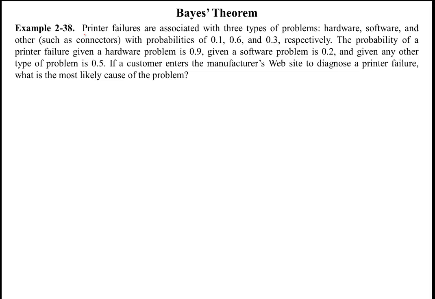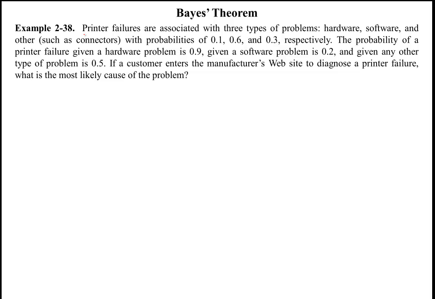Hi, we are in section 2.7, Bayes Theorem. So let's look at one of the Bayes Theorem examples. This is about printer failures. And I'm going to be very careful about labeling my events. That is usually the toughest part about doing a Bayes Theorem problem, is labeling your events.